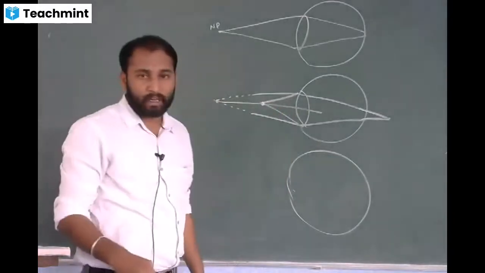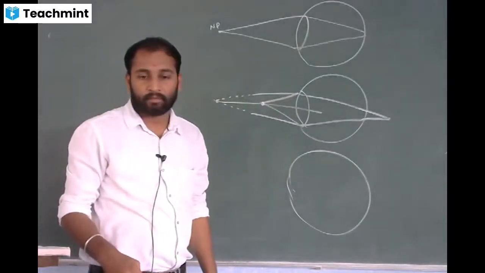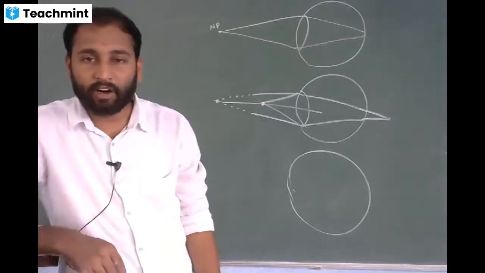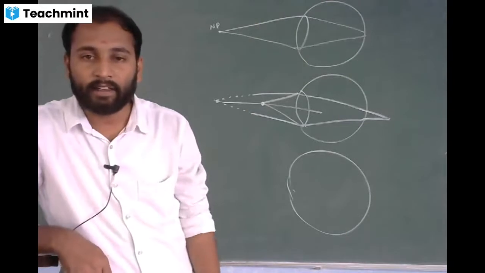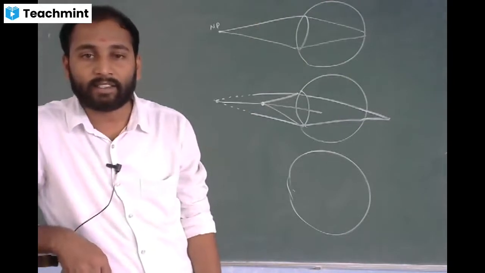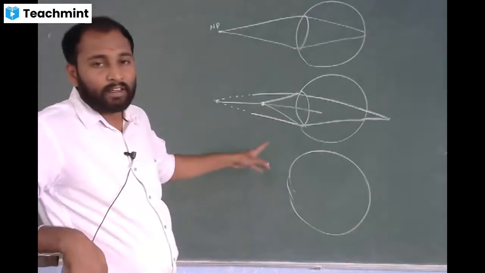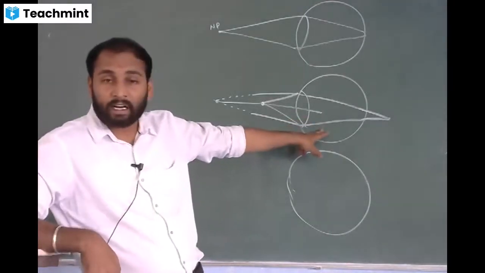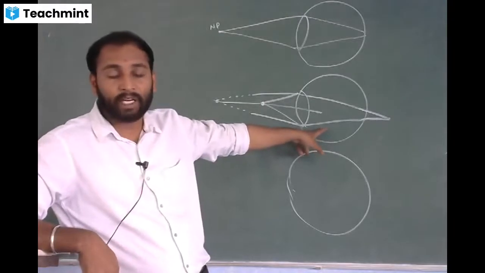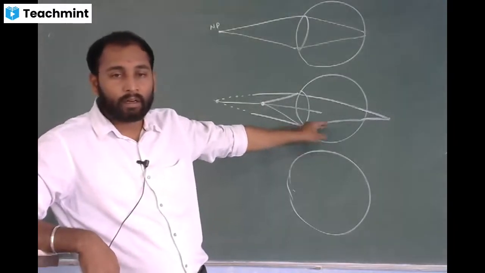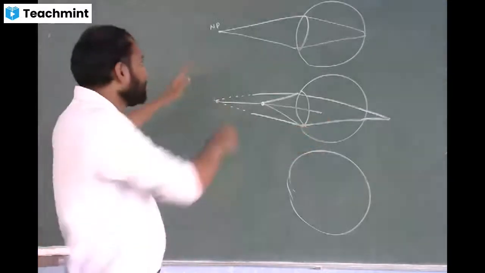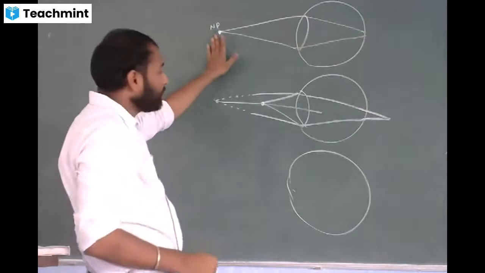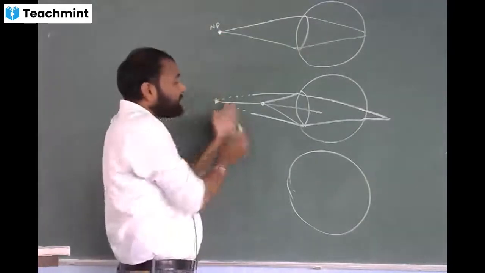So what is hypermetropia? Farsightedness. That means he can see far objects clearly, he cannot see near objects clearly, distinctly. What is the reason? Because the focal length of the eye lens increases, or our eyeball becomes too small. Understood? So this is the reason. So his near point is here, but the near point is receding away.